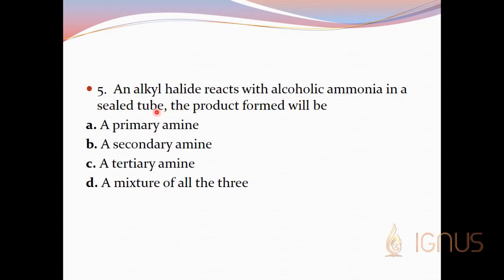Question number 5. An alkyl halide reacts with alcoholic ammonia in a sealed tube. The product formed will be option A primary amine, option B secondary amine, option C tertiary amine, and option D a mixture of all the three. Find the best possible answer.